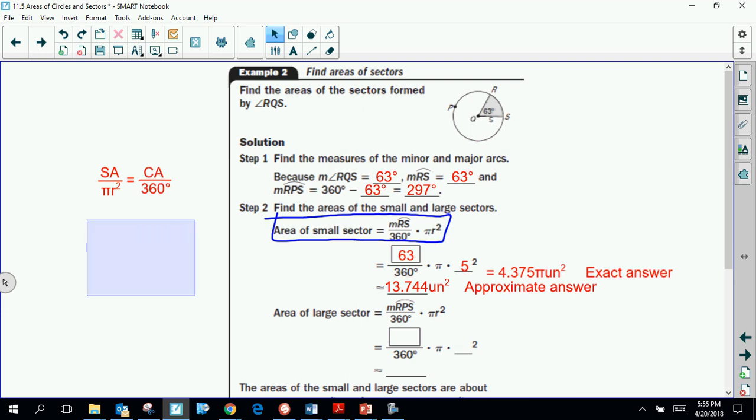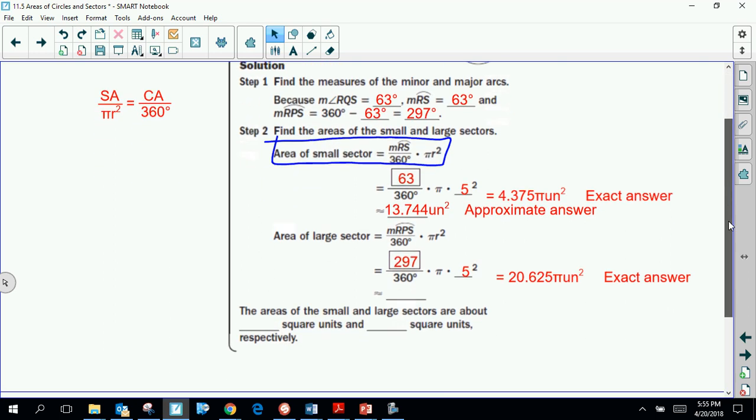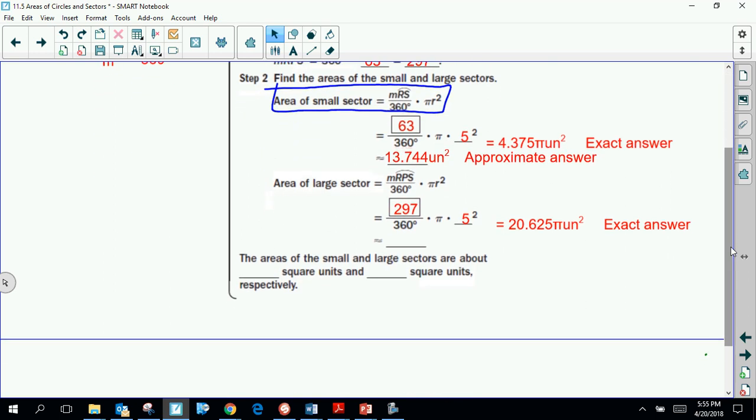Now the area of the larger sector here is going to be found basically the same way, but instead of using the minor arc of 63 degrees, we're going to use a major arc, or the reflex angle. Remember, a reflex angle is an angle that's larger than 180 degrees, but less than 360. And we basically do the same thing. We wind up with the exact answer for the major sector to be 20.625 pi units squared, or about 65 units for the approximate answer. And so those are the two values that we're looking for.